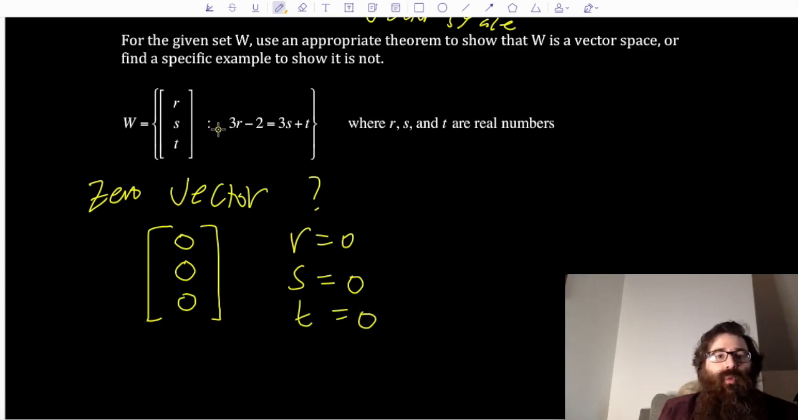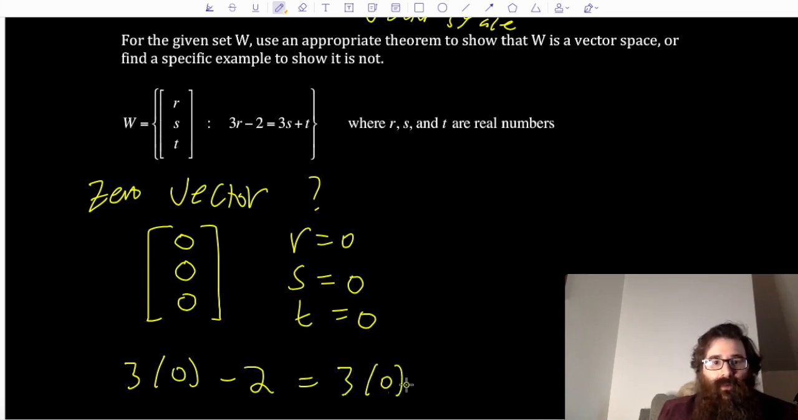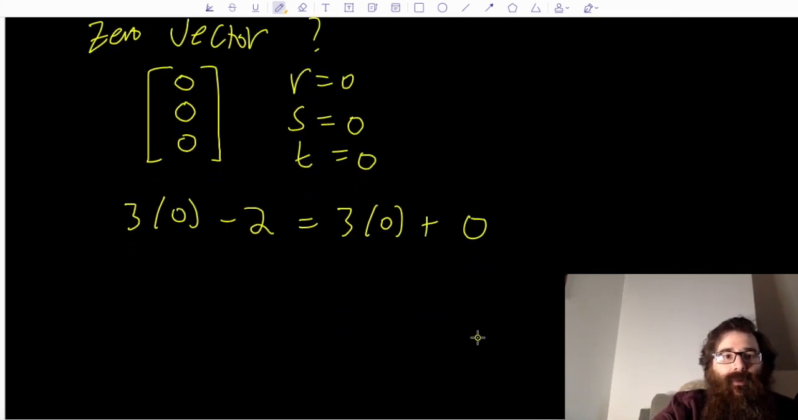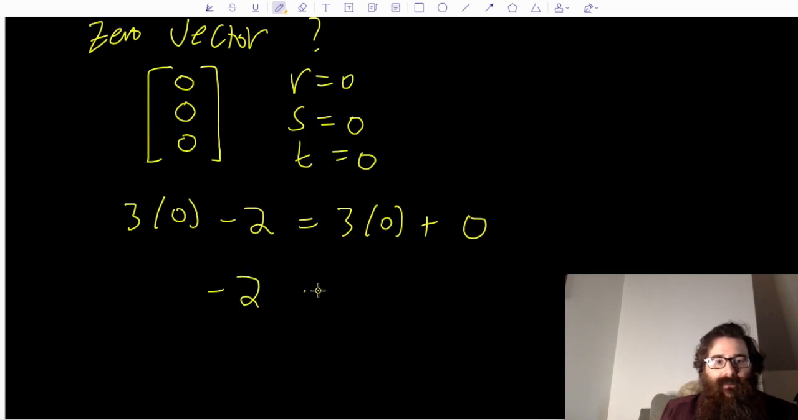However, there is only one rule that these vectors have to follow: 3 times r minus 2 must be equal to 3s plus t. Uh-oh, right? If this is what I have to obey, let's see what happens. 3 times r, but r has to be 0 for the 0 vector, minus 2 has to be equal to 3 times s, but s has to be 0, plus t, and t has to be 0. What is this going to tell me? I don't like it already. So I get 0 minus 2 is negative 2, equals 0 plus 0 is 0.